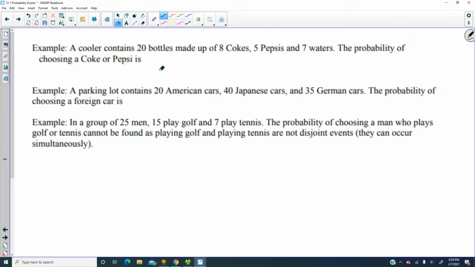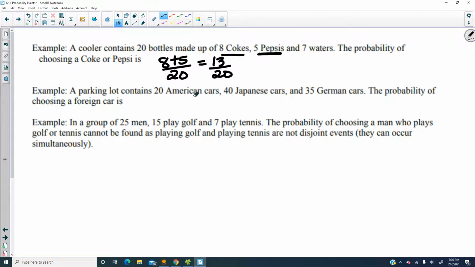So here's a couple extra examples just to work on mutually exclusive. A cooler contains 20 bottles made up of 8 Cokes, 5 Pepsis, and 7 waters. The probability that you would choose a Coke or a Pepsi: is there any time that Cokes and Pepsis would overlap? No, because whenever you pull a bottle of Coke or Pepsi or water out of the cooler, it's not both. It's either one or the other. So out of 20, I would say there are 8 Cokes plus 5 Pepsis, which would be 13 out of 20.